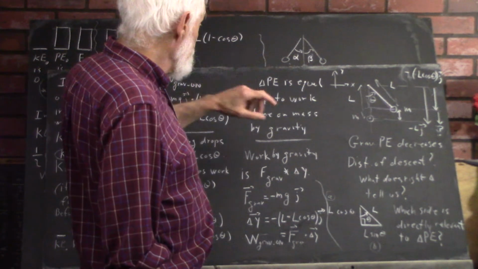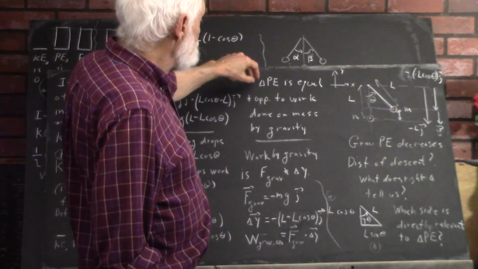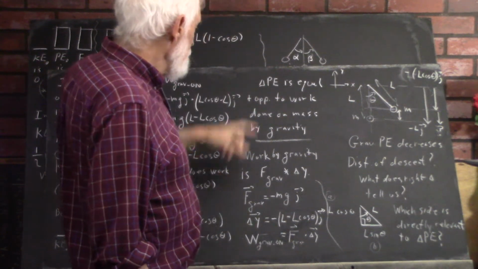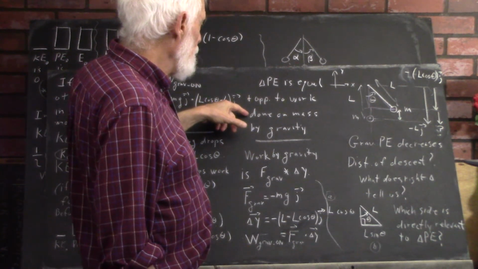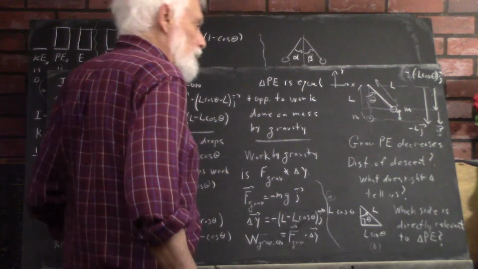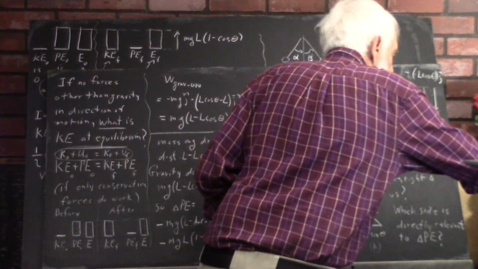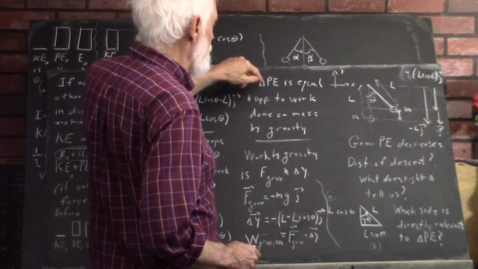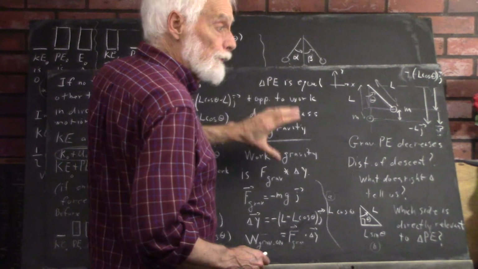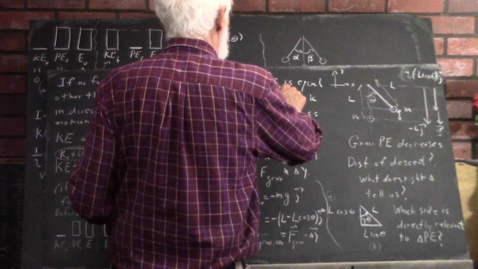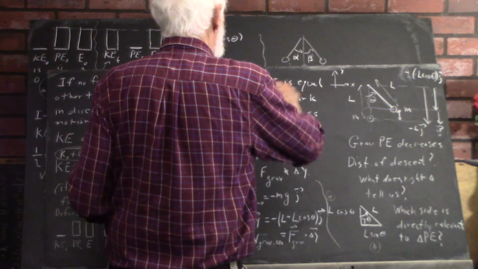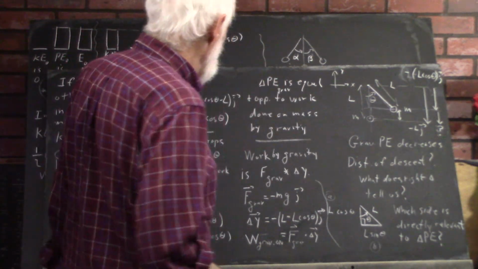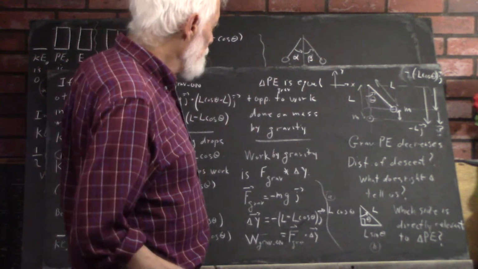The change in potential energy, by the definition I use, which is totally consistent with the definition your book uses, is equal and opposite to the work done on the mass by gravity. Now, that's not a general definition of potential energy. The general definition is equal and opposite to the work done by conservative forces. So I'll say potential energy gravitational, with a GRAV subscript. Okay? Well, what's the work done by gravity?